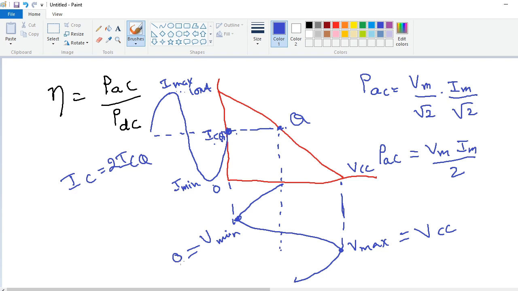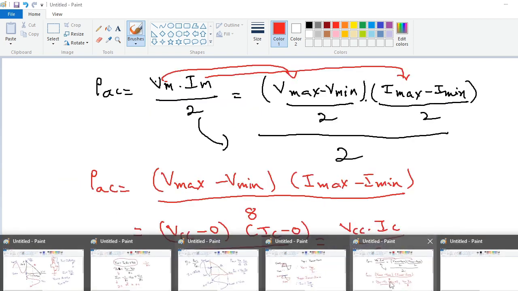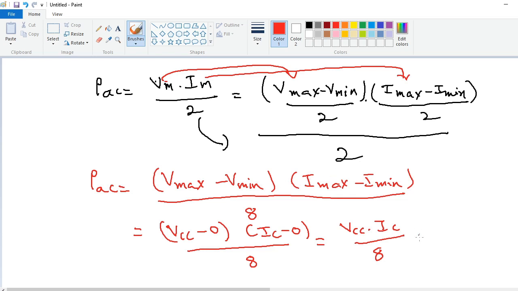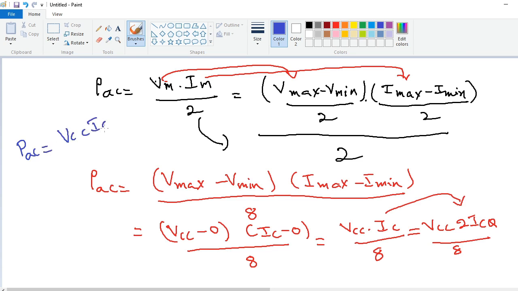So I will substitute this value in this equation. VCC into, instead of IC, place 2 ICQ, divided by 8. Therefore PAC is equal to VCC into ICQ divided by 4. That means 2 ones are 2 and 2 fours are 8. Okay, right? Similarly, DC power.